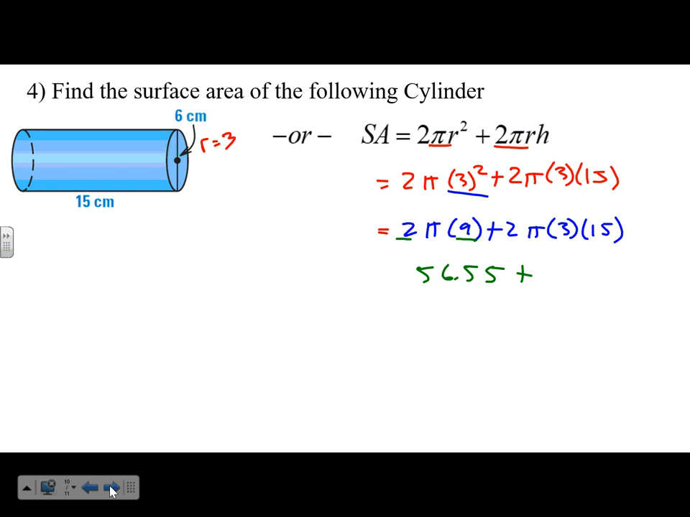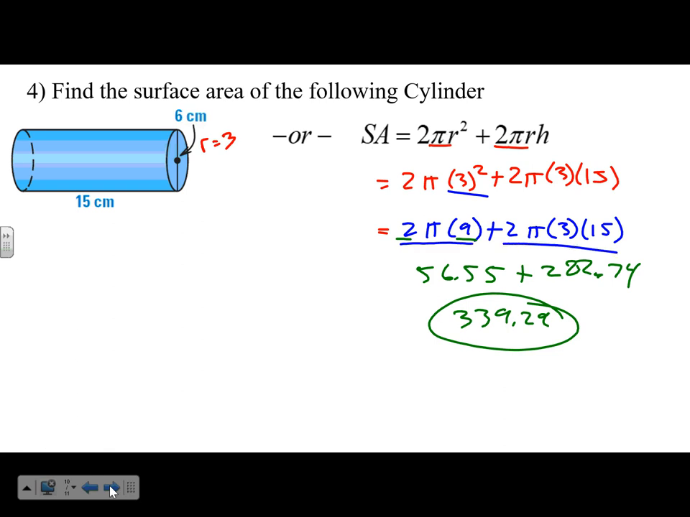2 times pi times 3 times 15 is 282.74. Then add those together, and you end up with 339.29, which is the exact same thing we had before. Again, if you wanted to leave it in terms of pi, this would be 18 pi plus that 90 pi, so you could do it in terms of pi as well. Since you're given this formula, I would use that one, but whichever one you want to use is totally fine. They're really the same formula. The second one, they just plug the things in for you already.